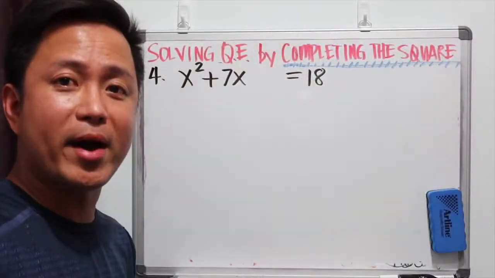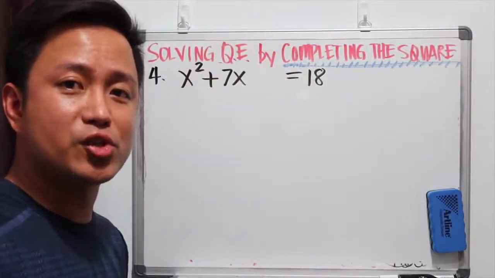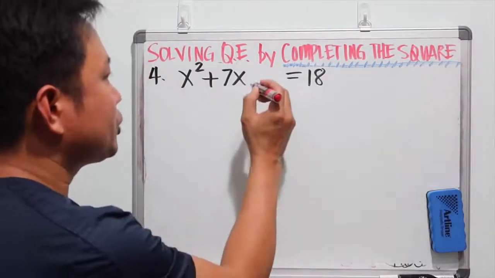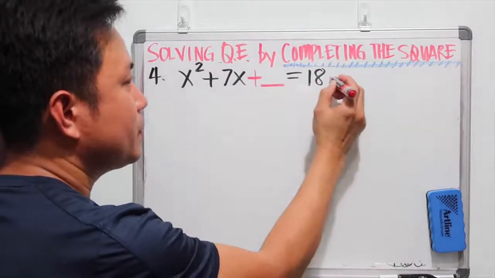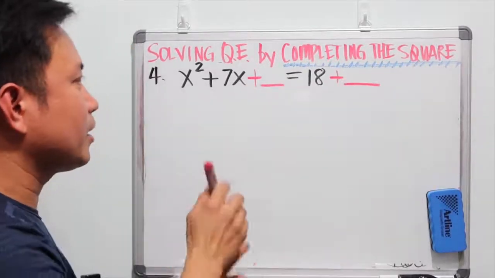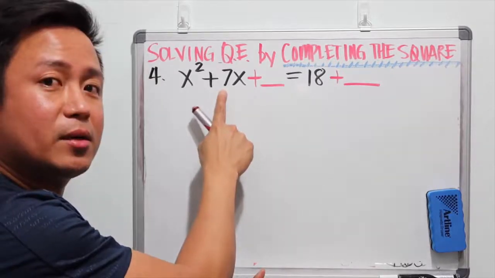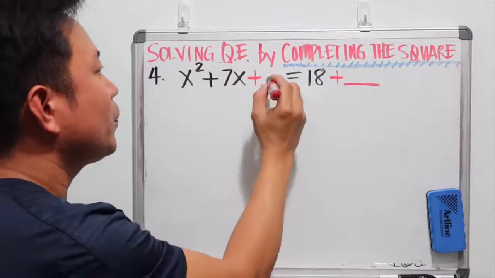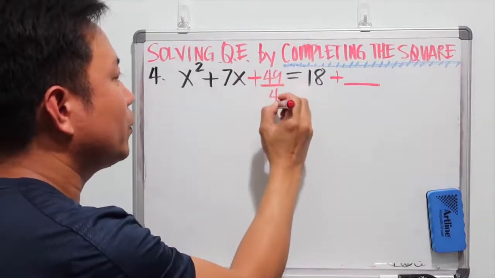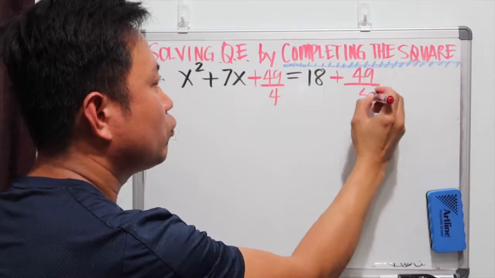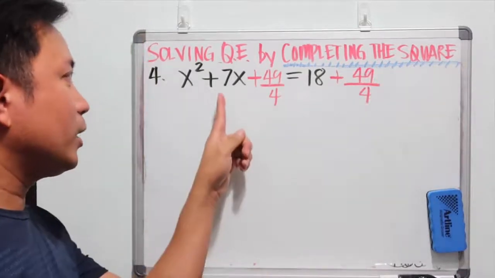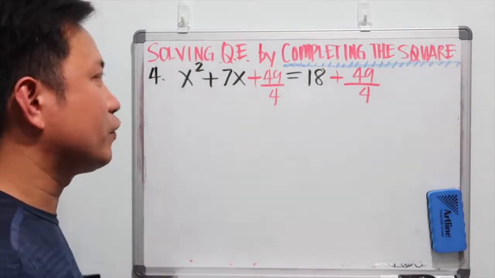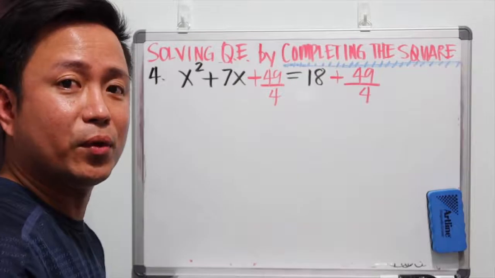Example number 4 is more challenging because this involves fractions when we do completing the square. Remember, to determine what to add to both sides of the equation, again we need to get half of 7, which is 7 over 2, and then we square it. So we need to add 49 over 4, and here 49 over 4. Again, half of 7 is 7 over 2, and then you square 7 over 2, that makes it 49 over 4.